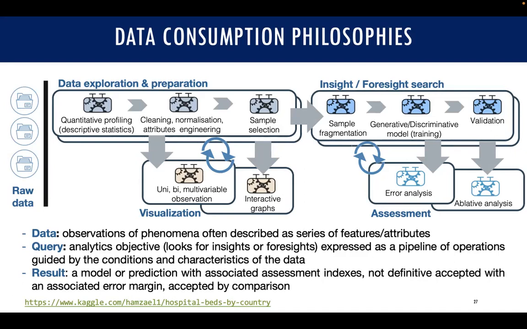So these models are not definitive because we do not have the complete set of elements of our observations, and the observations are done within intervals of time. They are associated to assessment indexes. They are not definitive, and normally they have a margin of error. And all these scores are associated to the result, to the model.